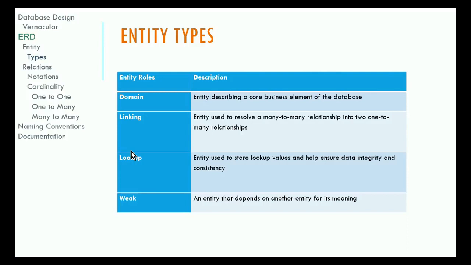So you might have a lookup to make sure you're putting in valid values for that. It could be maybe male, female, or other, or something like that. And then you have weak entities, which depend on another entity for its meaning. For example, the phone number doesn't really mean anything unless it's attached to some other object, like a person or a customer or an employee and so forth. So that might be an example of a weak entity.